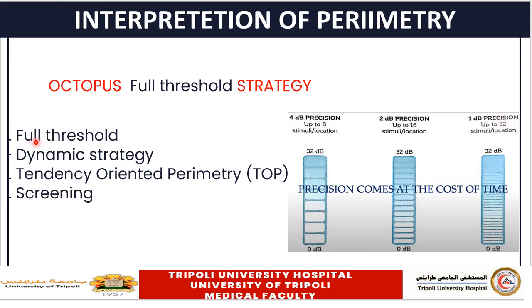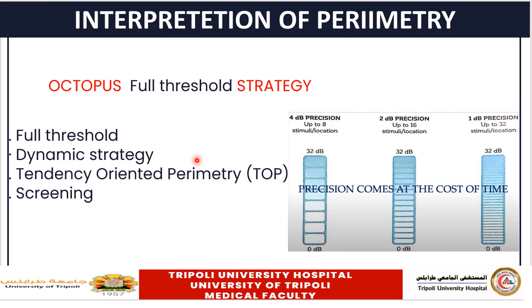The other strategy is the dynamic strategy, which corresponds to the theta standard, and the other is the tendency-oriented perimetry strategy, which corresponds to the theta fast and the screening strategy. We will say a few words about the dynamic strategy and the tendency-oriented perimetry. Of course, the idea of these different strategies is that you are in a race between the time of the exam, which should be short, but without compromise of the quality of the result.